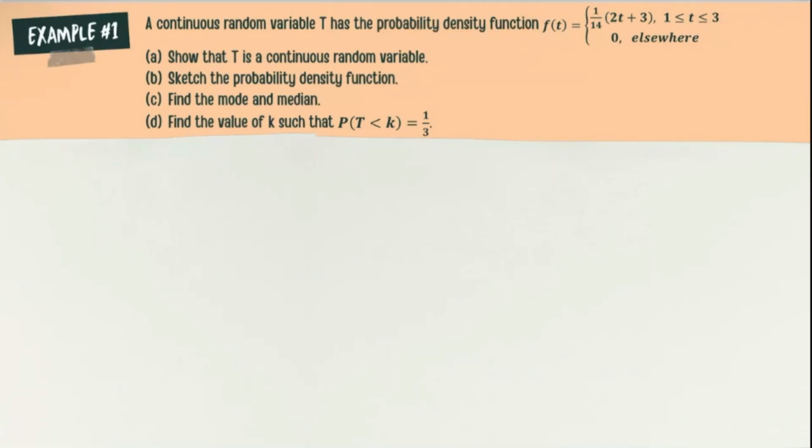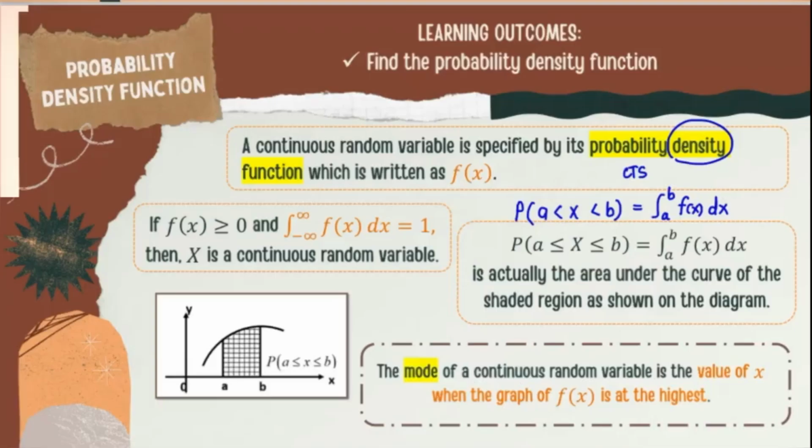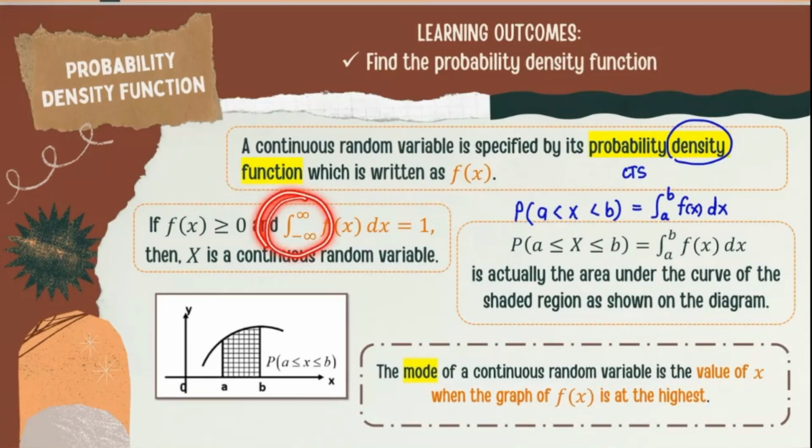So kita punya T adalah antara 1 dengan 3 sahaja. Okay, show that T is continuous random variable. So macam mana nak show? So back to the previous note sebelum ini, kita akan show apabila the total integration daripada negative infinity until infinity will be equals to 1. Okay, ini kalau secara general lah.